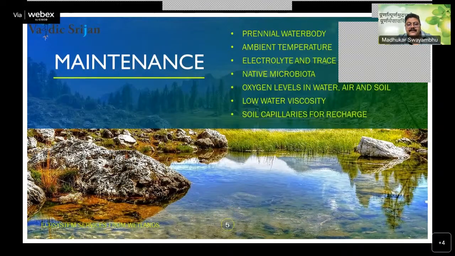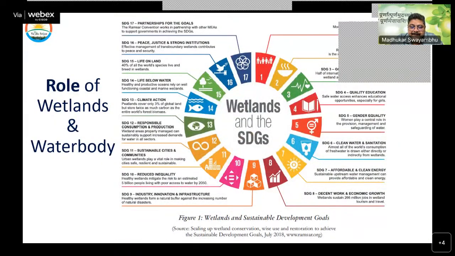And then we have the maintenance services, like maintaining the water body as a perennial water body, ambient temperature, electrolyte balance, maintaining a healthy native microbiota, oxygen levels in soil, water and air, low water viscosity and soil capillaries for recharge and correction of the aquifer. So these are the three different categories of ecosystem services being provided by all the surface water bodies and wetlands.